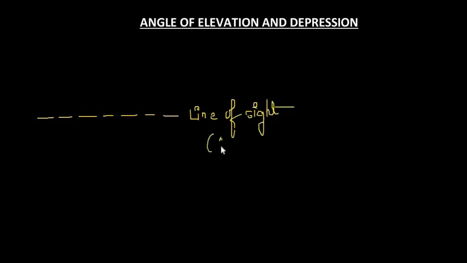elevation and depression. Now to begin with, consider that you're looking straight as a horizontal line. So if you're standing over here and you're looking straight, now this straight line is called the line of sight. Line of sight, or I will write it as LOS, the abbreviation.